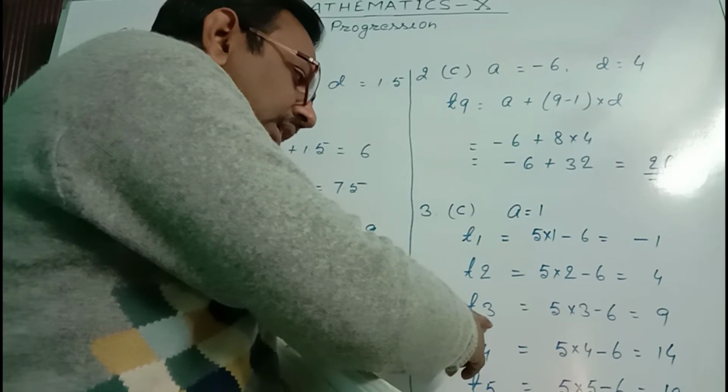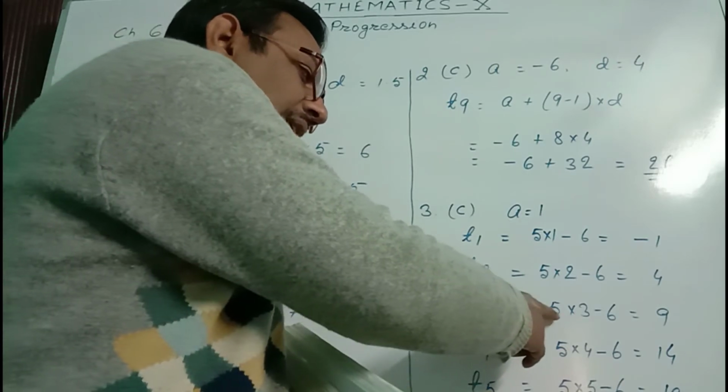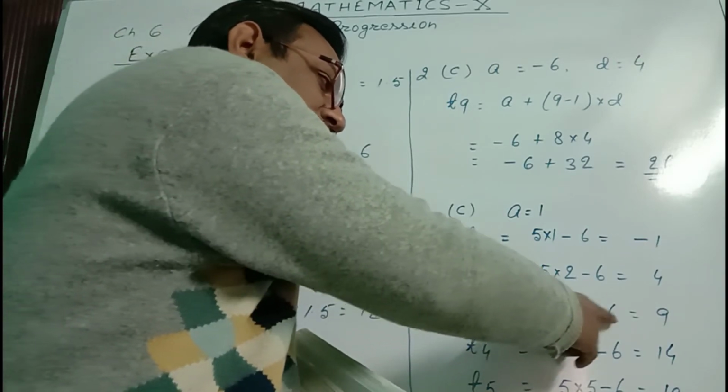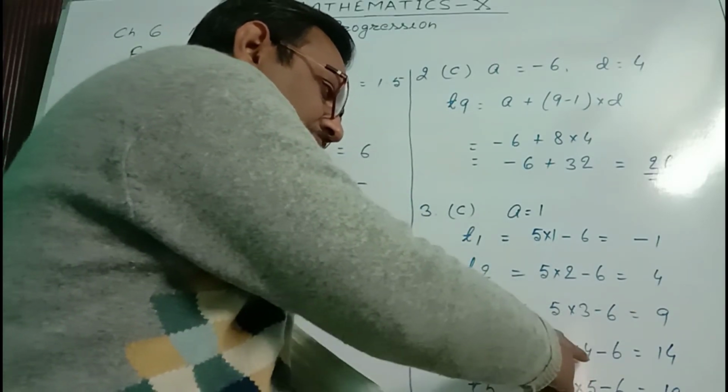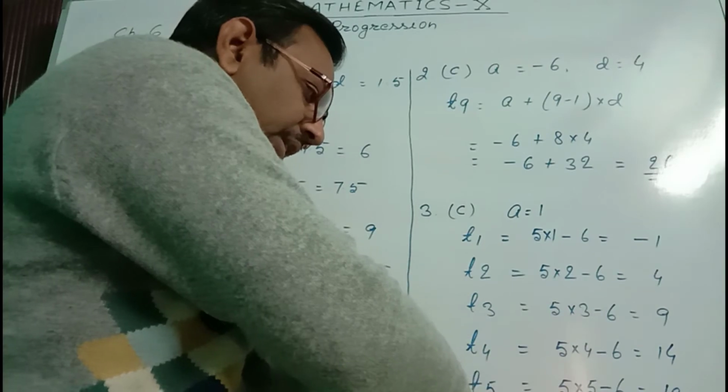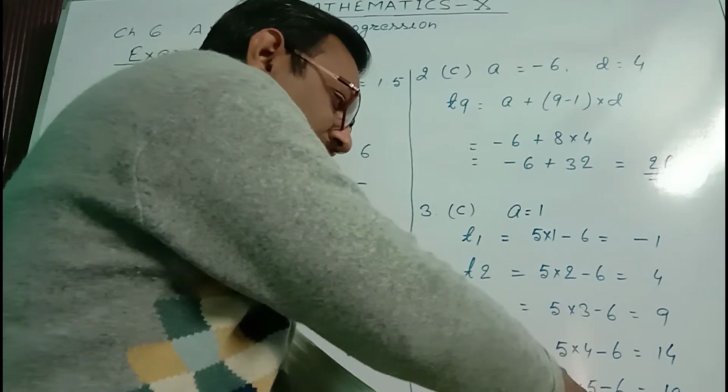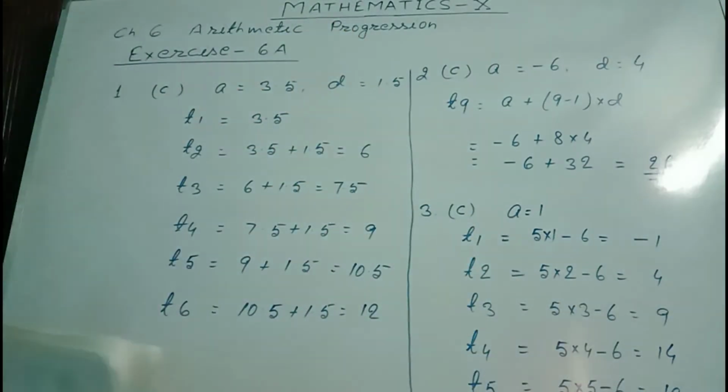And n is 3. So here t3 equal to 5n minus 6, 5 into 3 minus 6 equal to 9. Similarly t4, 5n minus 6, 5 into 4 minus 6 equal to 14. t5, 5n minus 6, 5 into 5 minus 6 equal to 19. These are the 5 terms where nth term is 5n minus 6.